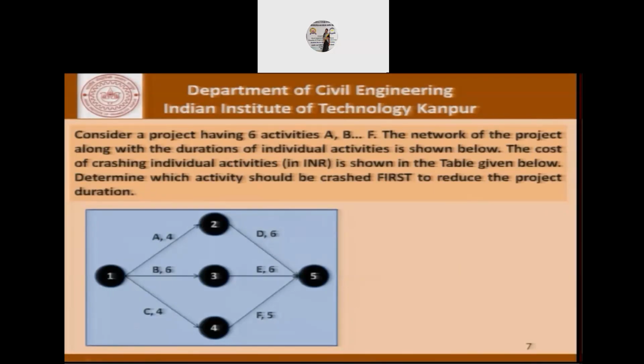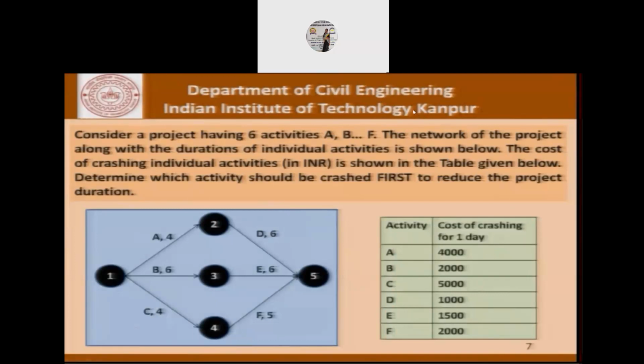The cost of crashing individual activities, it could be in any units, it's given in Indian rupees here, is shown in the table given below. Now this is the table. Determine which activity should be crashed first in order to reduce the project duration. So suppose we have this project which has 6 activities and these are the durations. Let's say that is given in days, and this table gives us the cost of crashing for 1 day.